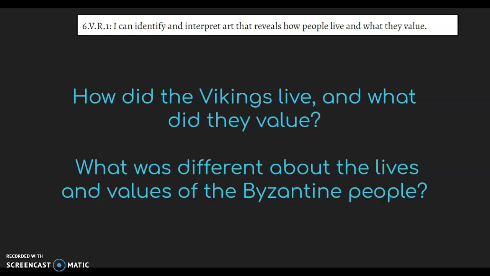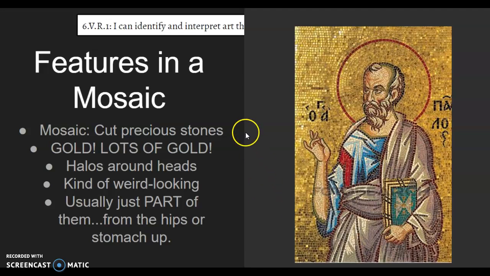They visited their churches. So keep in mind the features of a mosaic. They are usually cut precious stones, lots of gold. They have halos around their heads. Byzantine art is usually kind of weird looking, especially if there's a baby in it. And it's usually just part of them, the heads to about the hips.